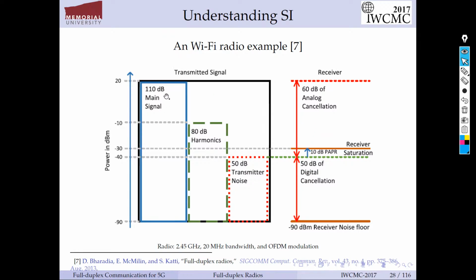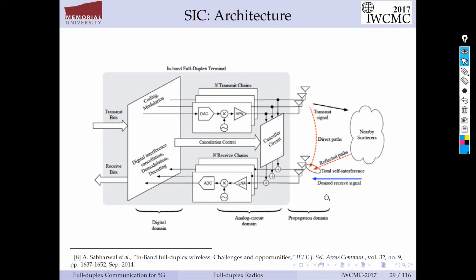So here, imagine you are transmitting a signal with this power, and you're at the receiver side. You need to cancel this interference signal in such a way that you can still recover your signal with acceptable resolution and acceptable quality. So in the receiver, you have 60 dB of analog cancellation, 10 dB for peak to average power ratio saturation, and 50 dB of digital cancellation. It's really significant and too much.